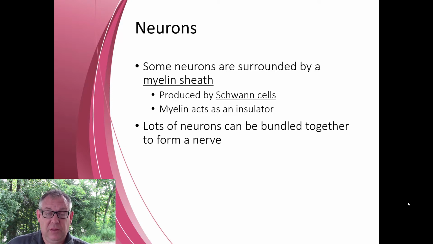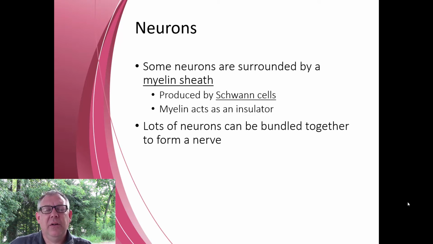Okay, so when we look at neuron anatomy, some neurons, not all, but some, are covered by a myelin sheath. And so those cells are said to be myelinated. This myelin sheath is produced by specialized cells called Schwann cells. And the purpose of this myelin is it acts as an insulator. It does not carry a signal very well.